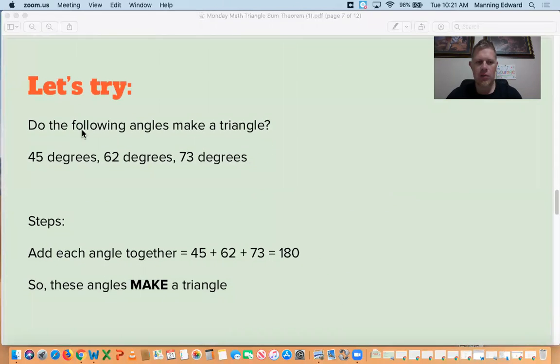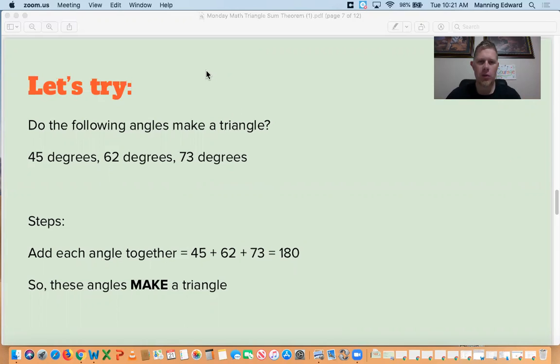All right, let's try. This was posted yesterday just for you guys to look through, but if you need a little help on the video of exactly what we're doing, that's what this is for. So, do the following angles make a triangle? We've got 45, 62, and 73. I just have to add them up, and we find out that it equals 180. So therefore, it must be a triangle.